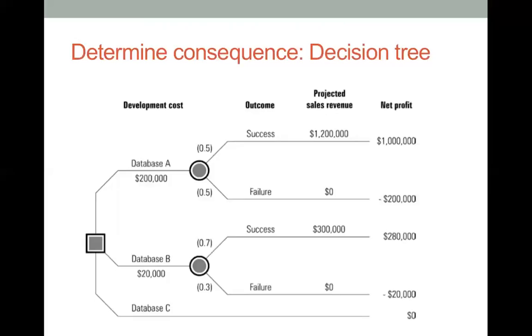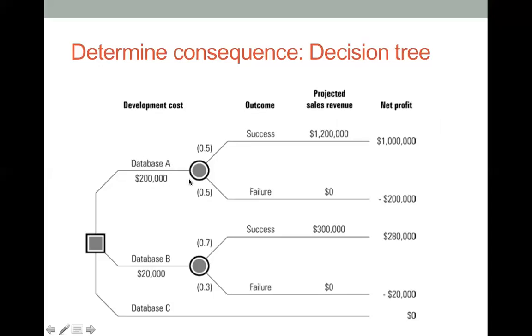Again, the same thing like the one before. In terms of consequence, we can also use a decision tree. Okay, here we say database. Let's say we have several things in here: development costs, the outcome, the projected sales revenue, and the net profit. Okay, the database here, database A.